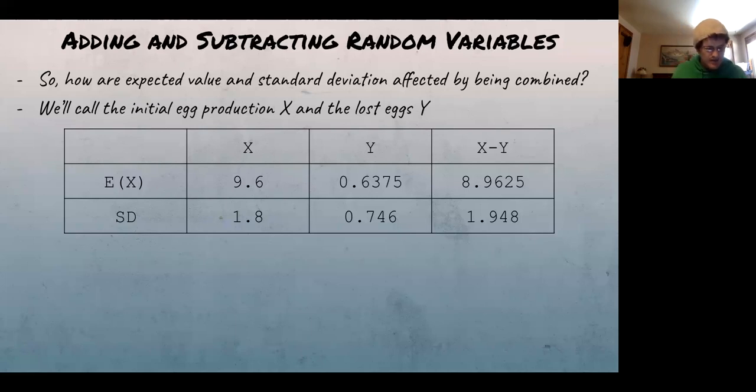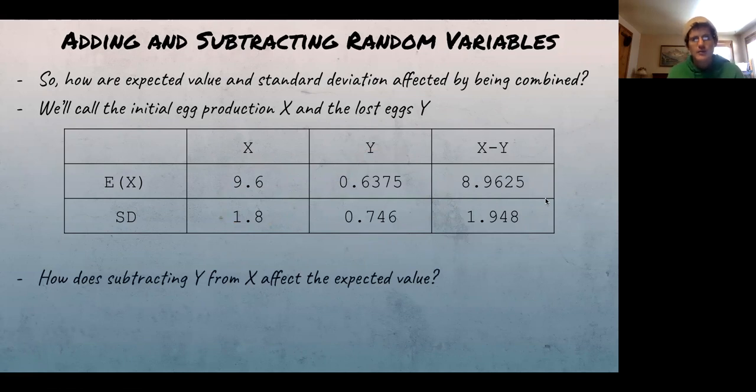We've got these same summary numbers that you probably already have written down on a piece of paper. Let's first figure out when we subtracted Y from X, how did that affect the expected value? Look at those numbers, see if you can figure out the relationship there.